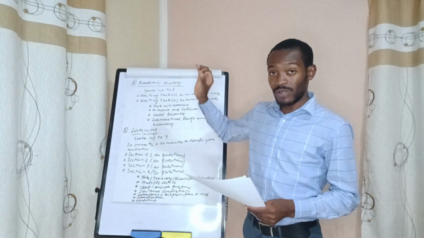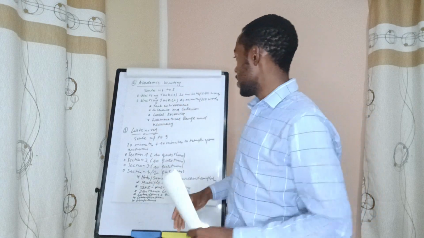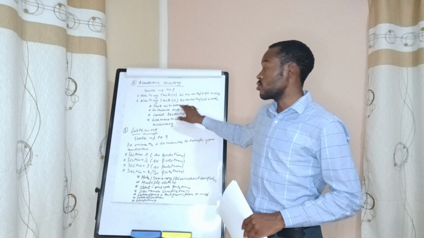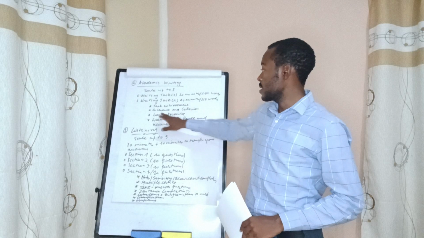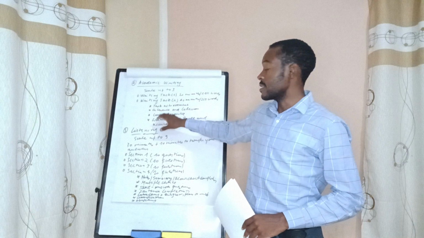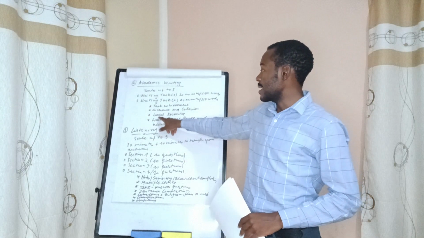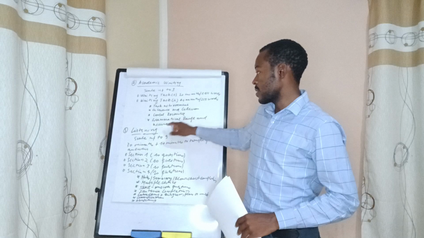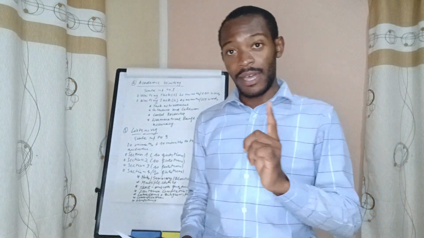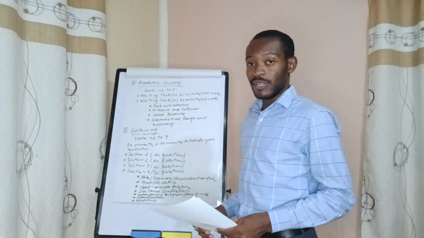Now, the criteria of evaluation are task achievement: how did you achieve the task given to you? The coherence and the cohesion in your writing, the lexical resources, the grammatical range, and the accuracy. All right. Now, this is the second part of the test.